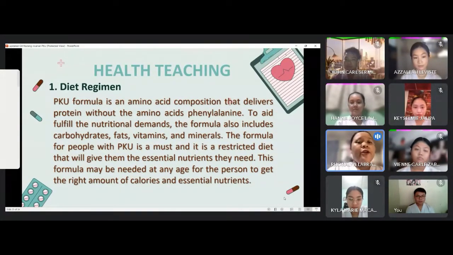If the PKU test comes back positive, the newborn will be immediately put on phenylalanine-free formula. The formula will sustain the newborn with essential nutrients such as carbohydrates, fats, vitamins, minerals, and all other amino acids, of course, except phenylalanine. The formula for people with PKU is a must, and it is a restricted diet that will give them the essential nutrients they need. This formula may be needed at any age for the person to get the right amount of calories and essential nutrients. Next slide, please.